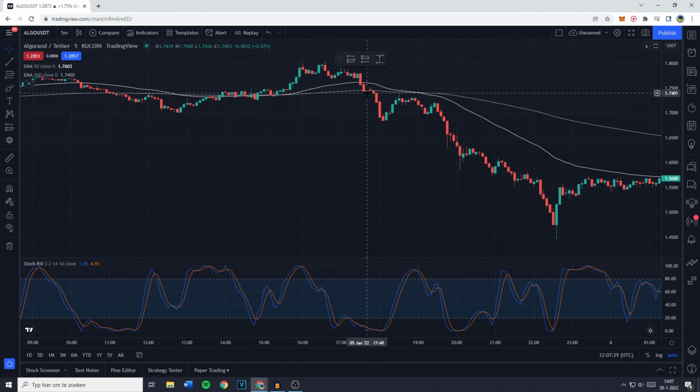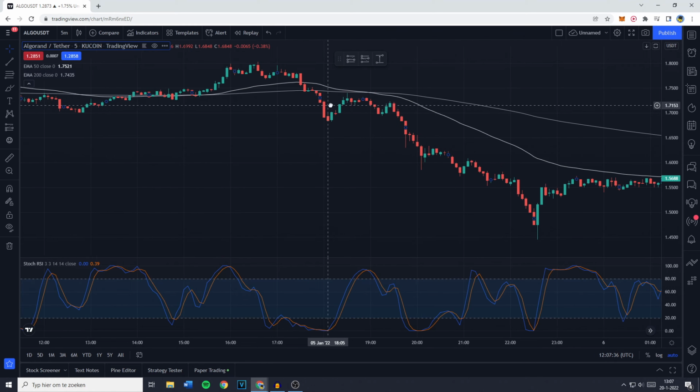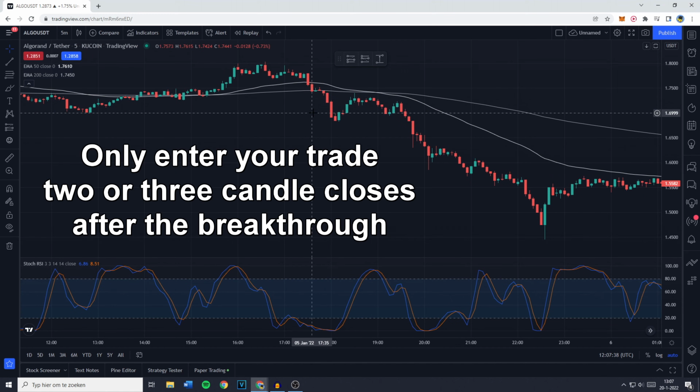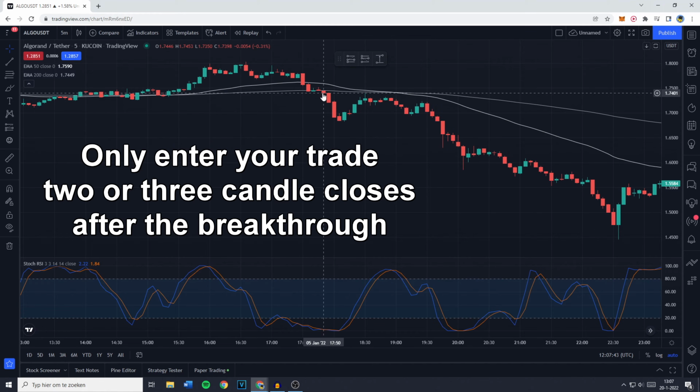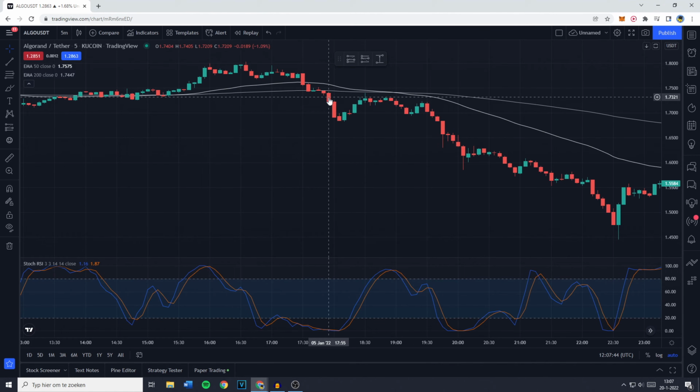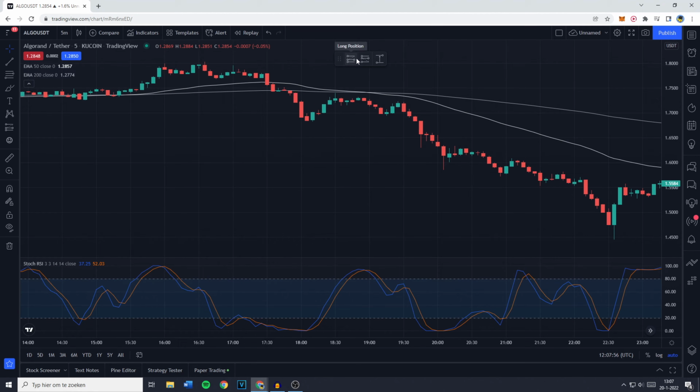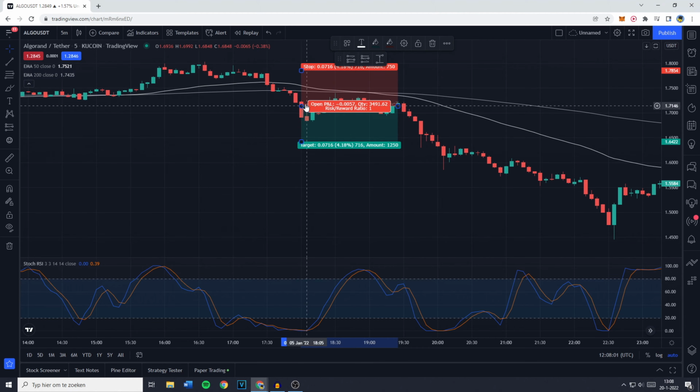here it made a breakthrough. It went from being above both of the EMAs to breaking the 50 EMA, and after that also breaking the 200 EMA. Now what you want to do is to wait either 2 or 3 candle closes after the breakthrough. So this candle right here is the breakthrough, you'll then have this candle and this candle. So you can then open your short position and drag it onto the third candle, or the second candle actually.